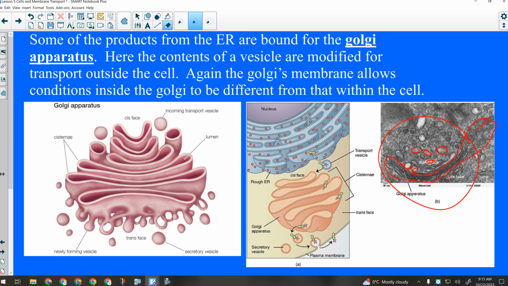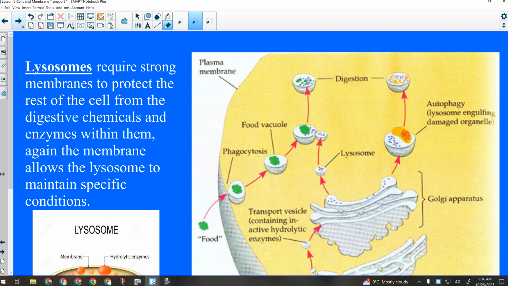Okay, what you really need to know is that the Golgi apparatus packages material for export from the cell. At a basic level, that's what you need to know. Knowing the cis face and trans face and that kind of stuff is good, but at the basic level, you need to know that the Golgi apparatus packages material and sends it away. Okay, questions on the Golgi?